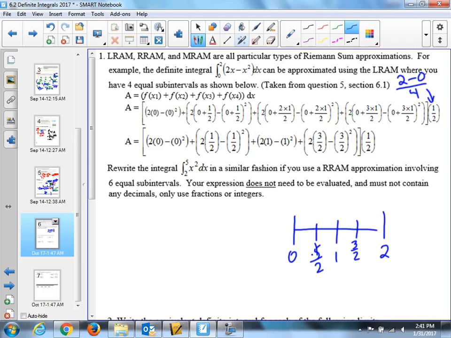So each time, each interval will have a width of 1/2. Okay? And you're climbing up by 1/2. The first value was the 0 value. Then you climb up by 1/2, a second group, 2 groups of 1/2 added to that value. 3 groups of 1/2. That's one way to think about this. Now, that's the subintervals.